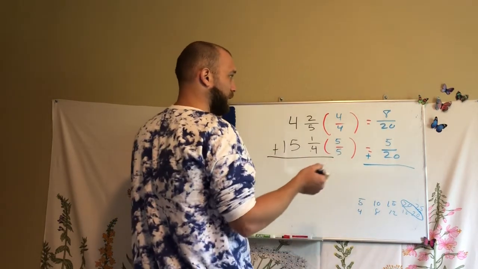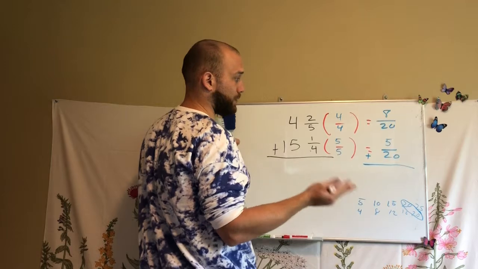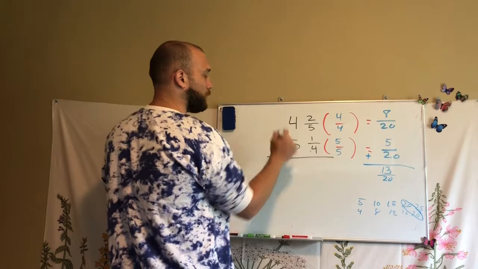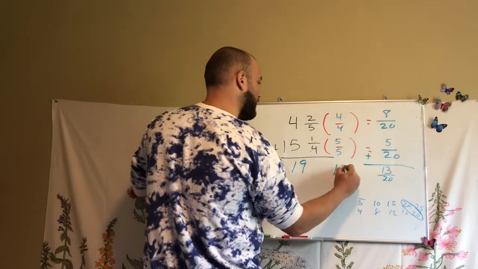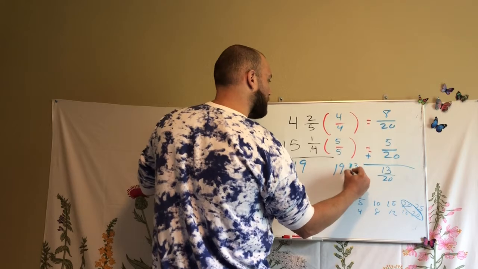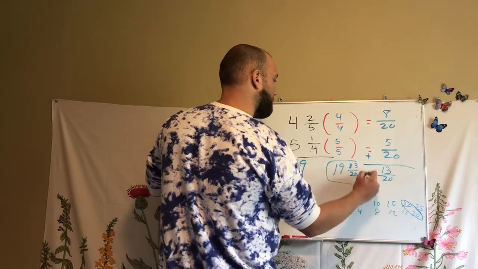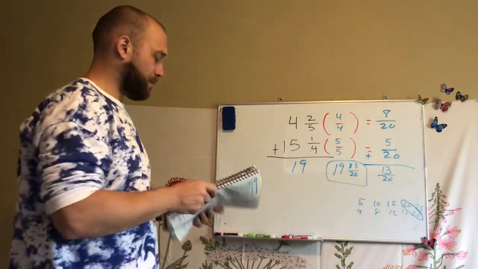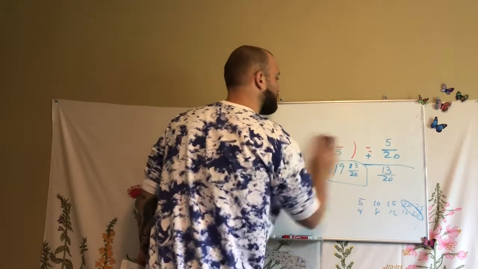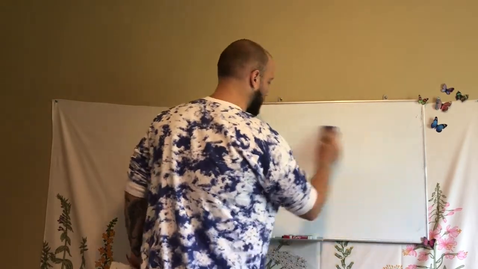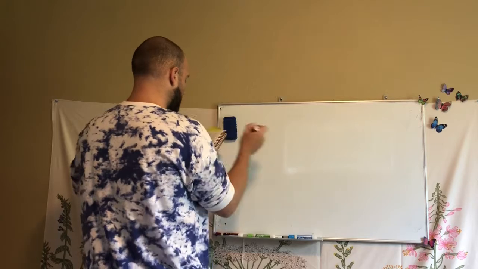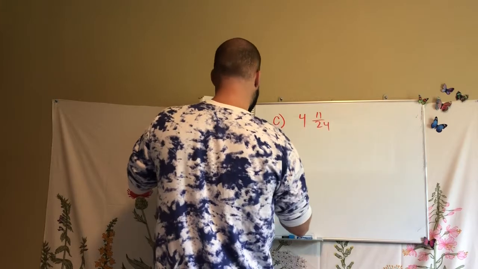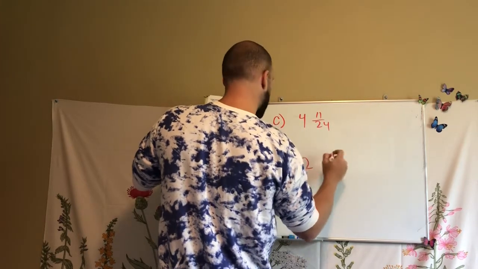So, let's add our fractions first. 8, 9, 10, 11, 12, 13 out of 20, 13 20ths, and 15 plus 4 is 19. Together, we have 19 and 13 20ths. Boom. You can do C and D on your own. Pause the video now to work them. Resume when you're ready to check your work. C should be 4 and 11/24ths, and D should be 12 and 7/10.